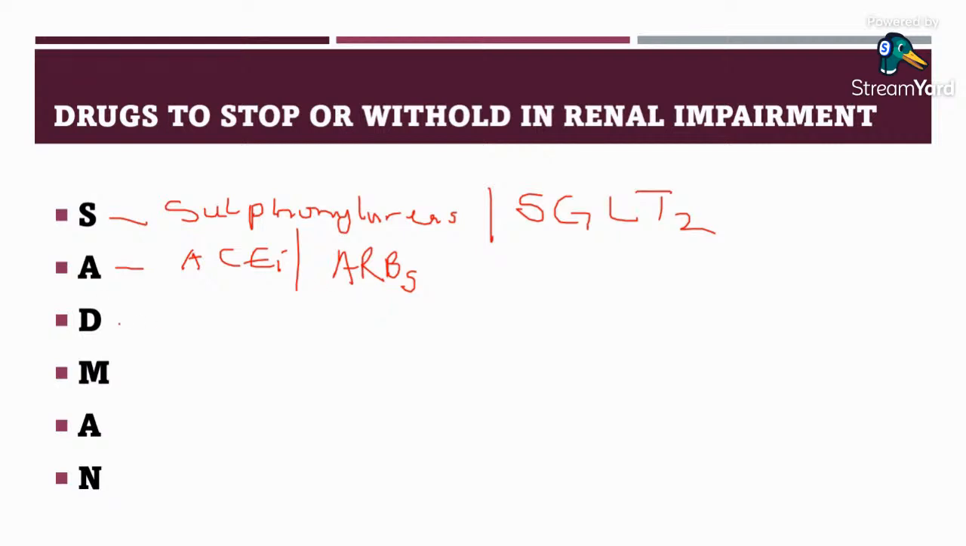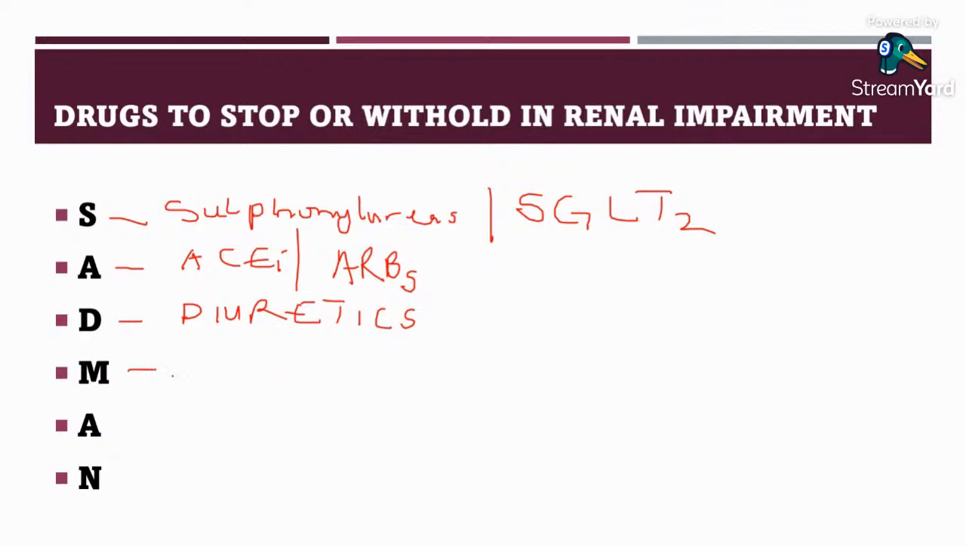The next one, D, is diuretics. With your diuretics, you want to stop drugs like thiazides and loop diuretics, because they can have a negative impact on the kidneys. So diuretics is your third group of drugs.